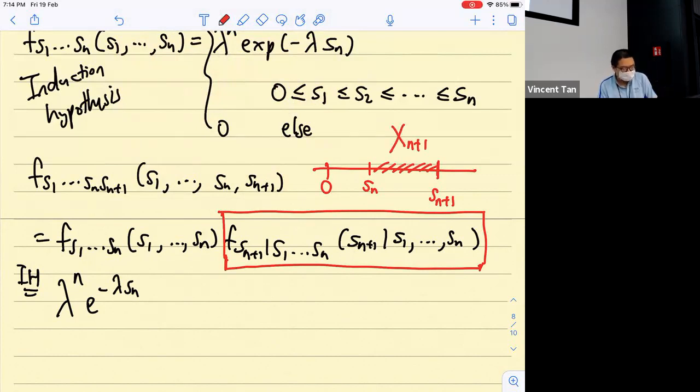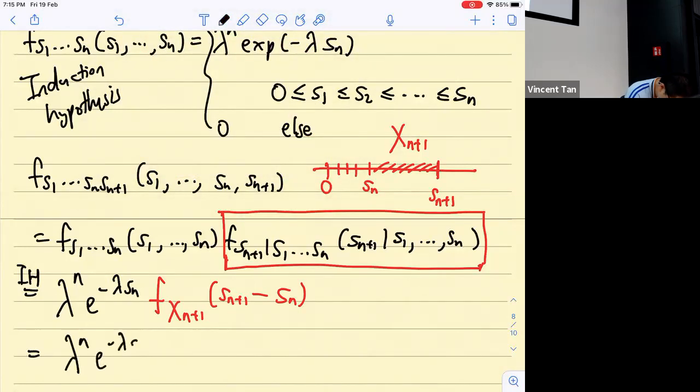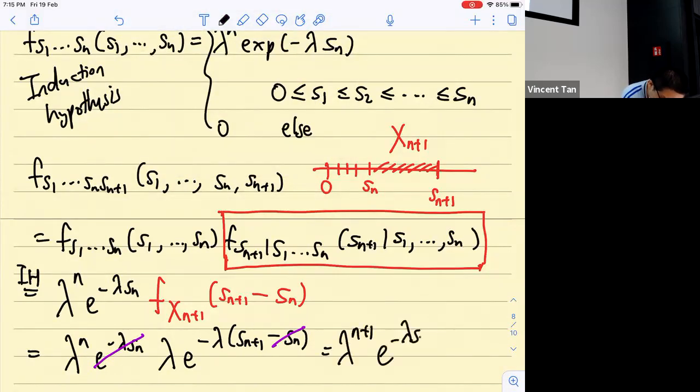Does it matter what S1, S2 and Sn minus 1 are? It does not matter. All these things are immaterial here. The only thing that matters is Sn. So to be precise, we have f of Xn plus 1 evaluated at Sn plus 1 minus Sn. That is to be pedantic. That is equal to lambda n e to the minus lambda Sn, times, since this is an exponential random variable, e to the minus lambda (Sn plus 1 minus Sn). And these sorts of things must be very beautiful. Cancel, cancel. So this becomes lambda n plus 1 e to the minus lambda Sn plus 1.